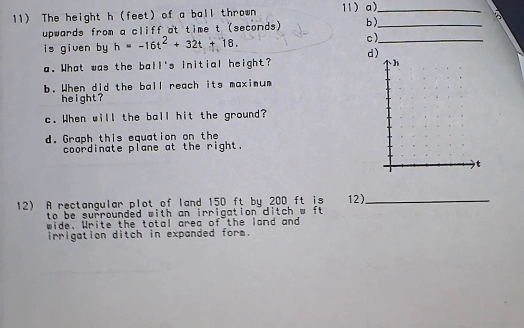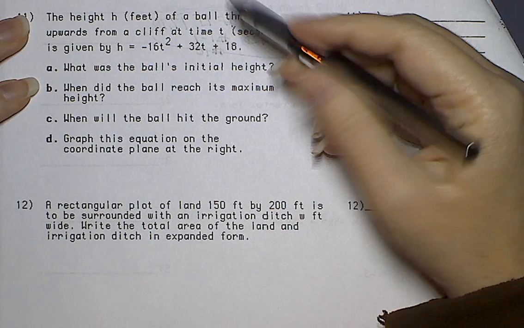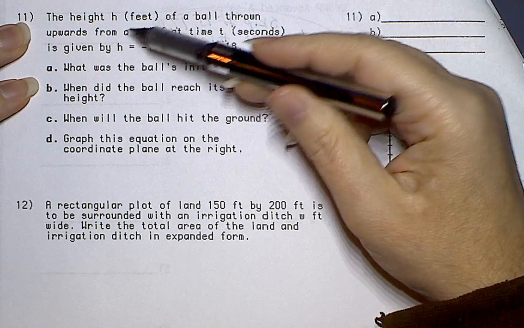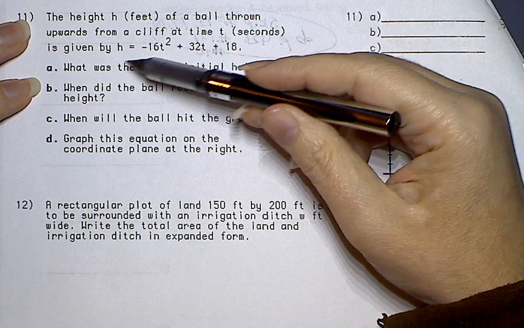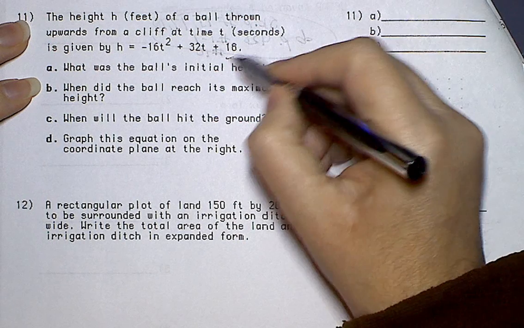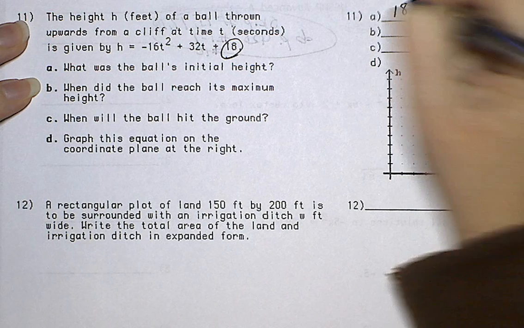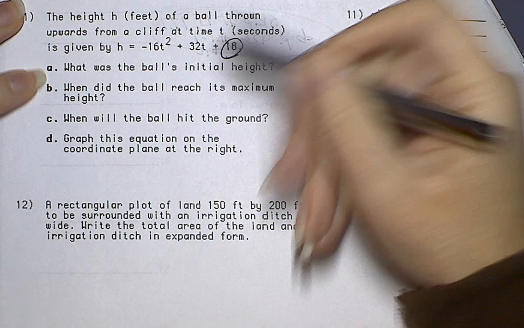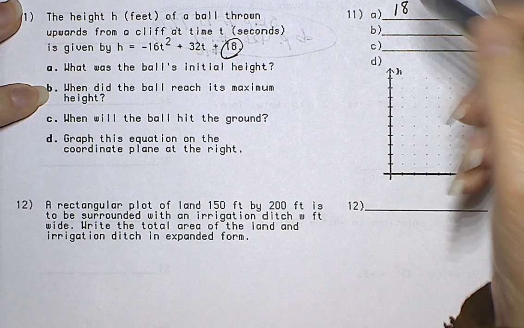Alright. It says that the height of a ball thrown upward from a cliff at t seconds is given by this formula. What is the initial height? Remember that right here is the initial height from the formula, so 18 is the initial height. When did the ball reach its maximum height?